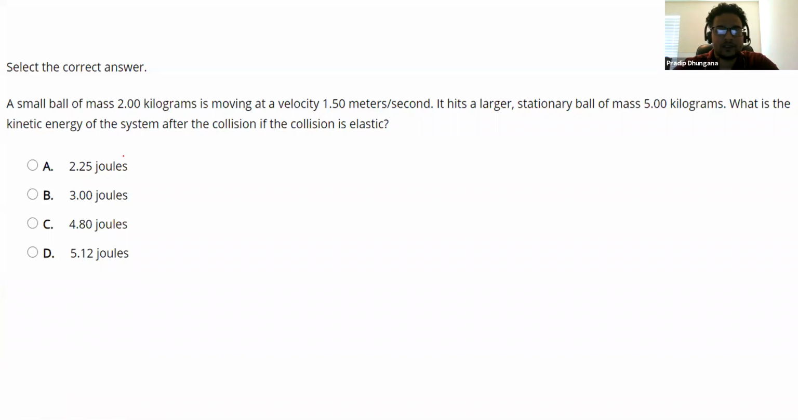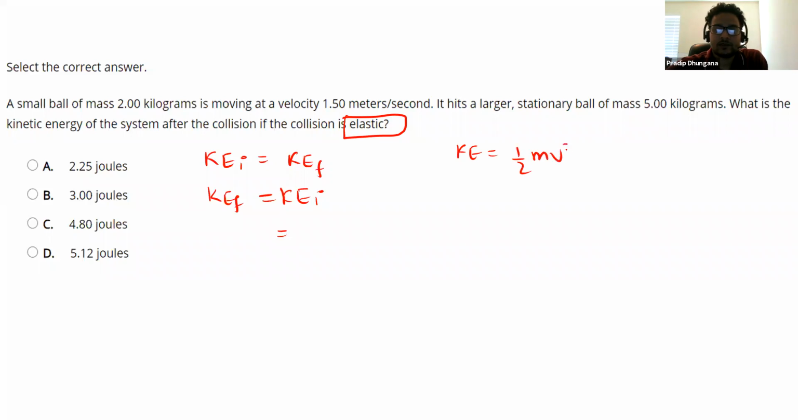So you can see here the collision is elastic. That means kinetic energy is conserved. Kinetic energy initial is equal to kinetic energy final. And we have to calculate the kinetic energy after the collision, that is kinetic energy final. Let me rewrite it: kinetic energy initial, that means total kinetic energy before the collision. And kinetic energy is 1/2 mass times velocity squared. Let's find the total kinetic energy in the beginning, before the collision, okay?